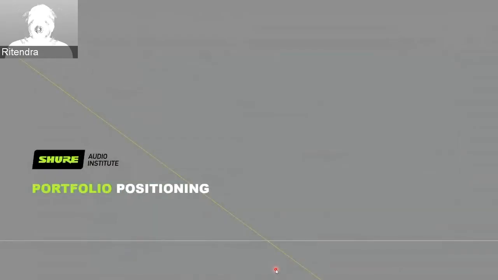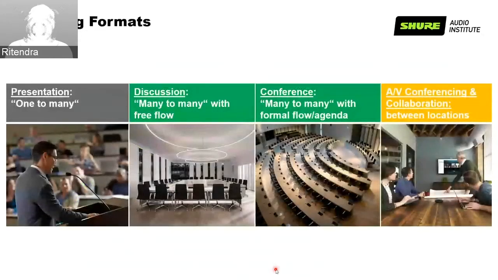Now let's talk about portfolio positioning. Next topic. There are different meeting formats. One is presentation, one to many, then discussion, many to many, conference, many to many with a lot of features like agenda and so on, and AV conferencing for the conferencing application. Today, our focus is on the discussion and conference system.